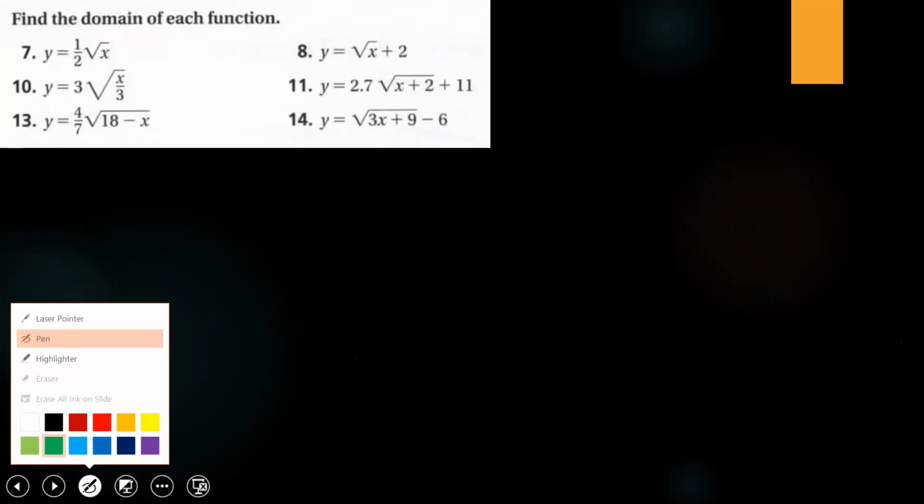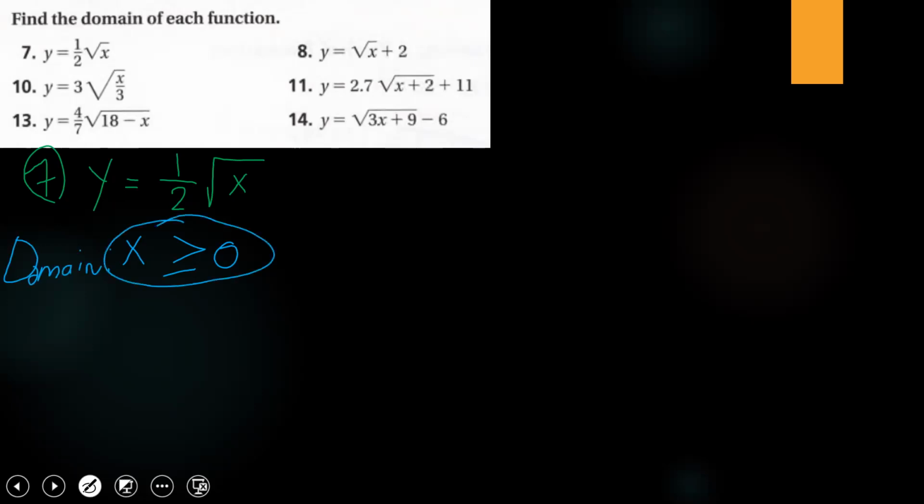Let's solve number 7 now. Number 7, y equals half square root of x. Now, what is under the square root? It's x, teacher. Only x. Yes, only x. So we take x, and we say x is greater than or equal to 0. So this will be the domain. That's it.